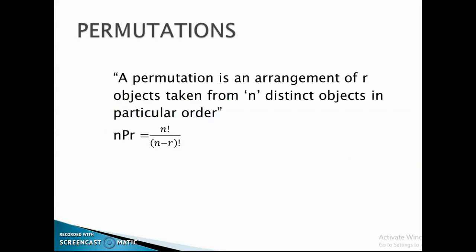The second rule is the rule of permutations. A permutation is an ordered arrangement of objects taken from n distinct objects in a particular order. The formula for the number of permutations is nPr equal to n factorial over n minus r factorial.